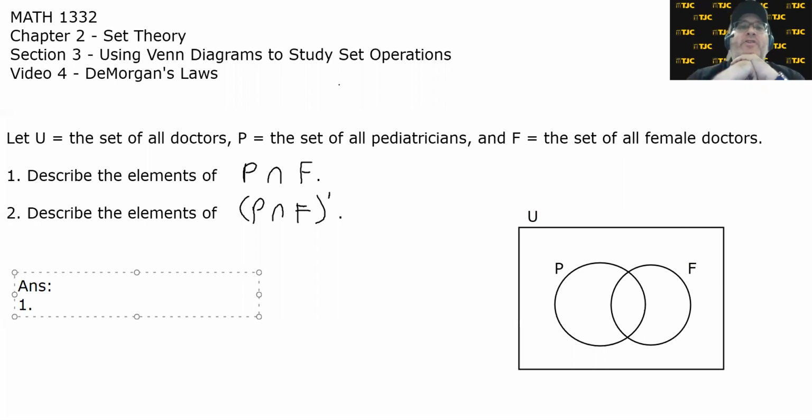All right, well, this is pretty easy because you may recall when we talked about verbal descriptions of sets that the intersection can be translated to the word and. So if you belong to the intersection, you have to be a female and a pediatrician. So P intersect F would be the set of female pediatricians.